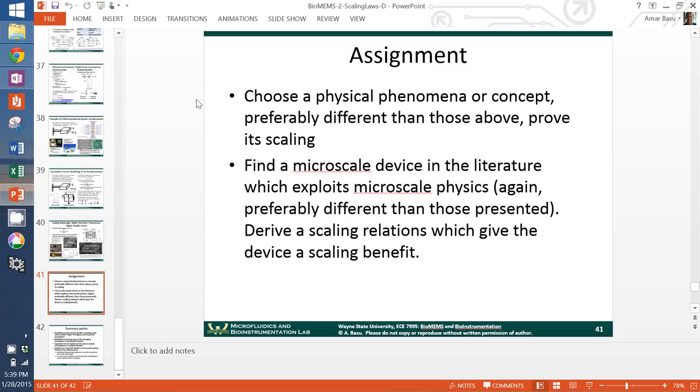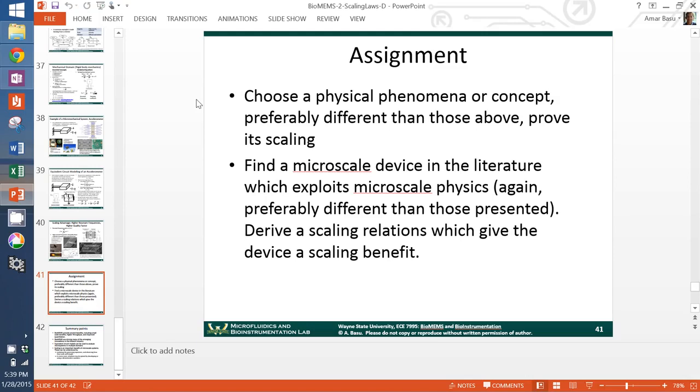And what I would like you to do, and this will be due next week, next Wednesday, is choose a physical phenomenon or concept, preferably different than those above, and prove its scaling. So the first part is you're going to search out a phenomenon in physics and look at the constitutive equations and describe how this phenomenon will scale to the small length scale. It could be a certain area of physics that you're interested in. It could be something that you just want to explore.